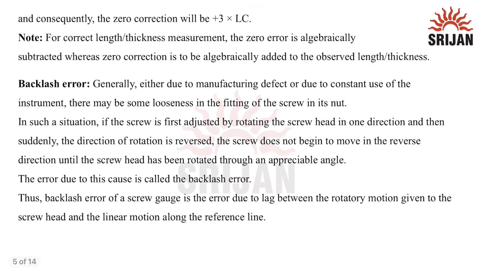For correct length or thickness measurement, zero error is algebraically subtracted, whereas zero correction is algebraically added to the observed length or thickness. Please note this particular thing.